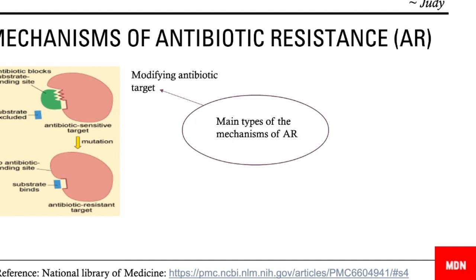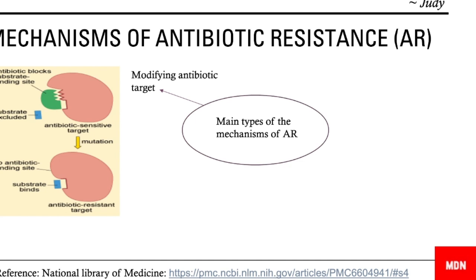so then the bacterium dies. However, if you see the diagram, it shows that after a mutation, the shape of the binding site will change, and this means the antibiotic can no longer bind, but the peptidoglycan substrate can still attach. So this means the cell wall forms normally and the bacterium survives. And this also shows that it's resistant.